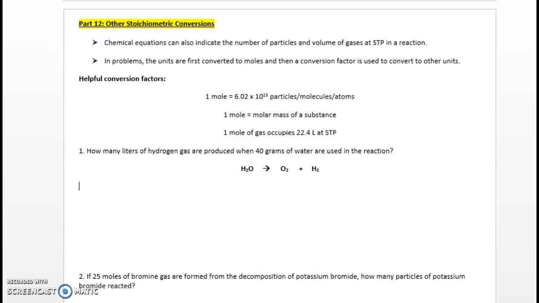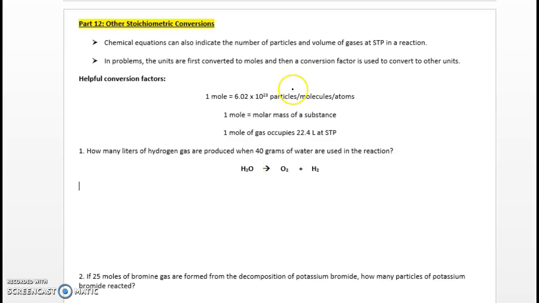So the helpful conversion factors that we have right here, these are a bunch of them we might want to use. Okay, so we've got Avogadro's number. We also have that 1 mole is the molar mass, and we also have that a mole of gas occupies 22.4 liters at STP. So this first problem here: how many liters of hydrogen gas are produced when 40 grams of water are used in the reaction?